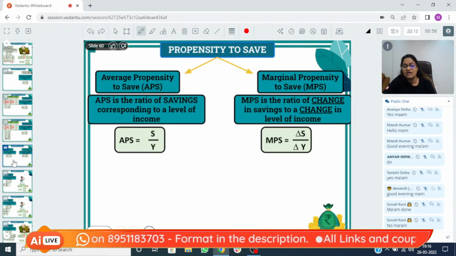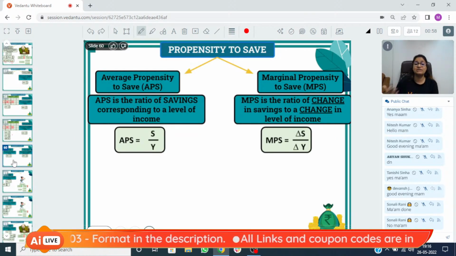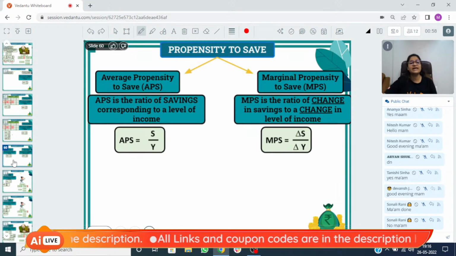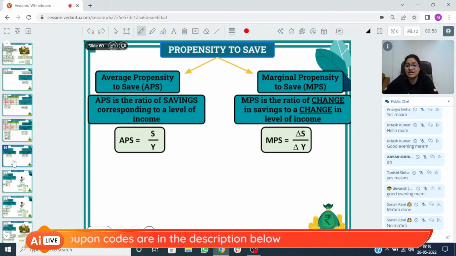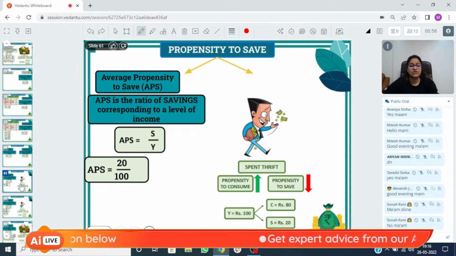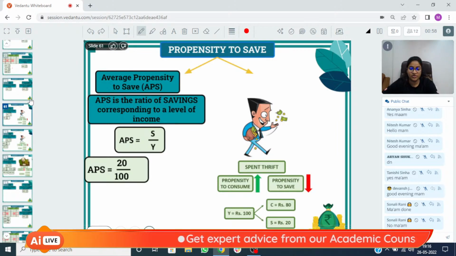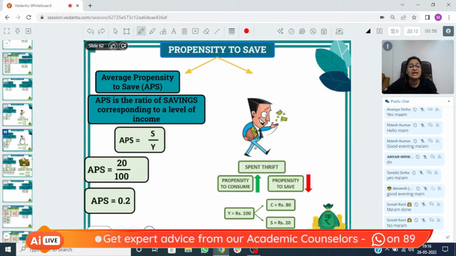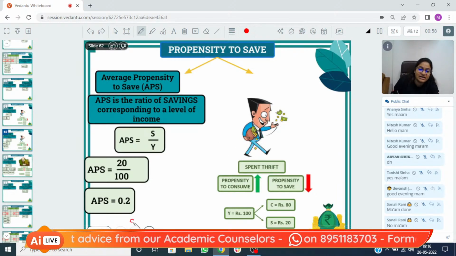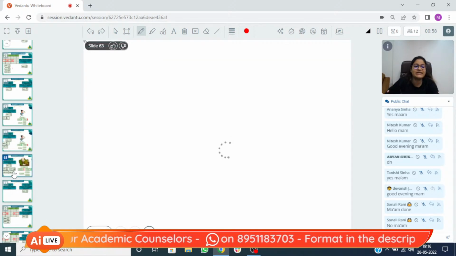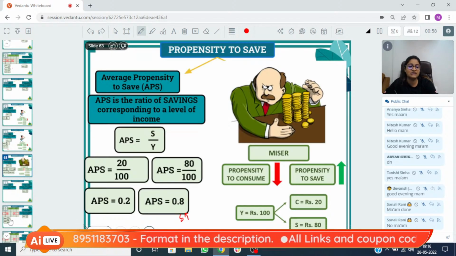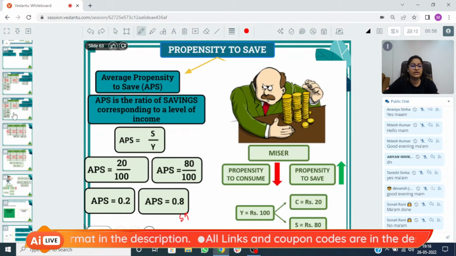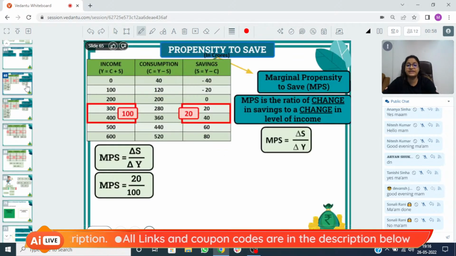Same as consume: average propensity to save and marginal propensity to save. In average, it is a ratio of savings upon income. And in marginal, we have change in savings upon change in income. So for a spendthrift, APS will be less because he is saving less. For a miser, APS will be more. Why? Because he is saving more. Correct, everyone? Understanding?